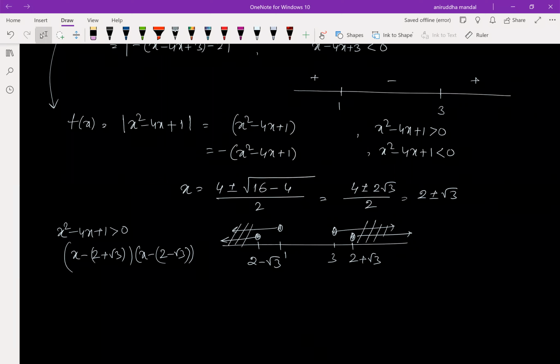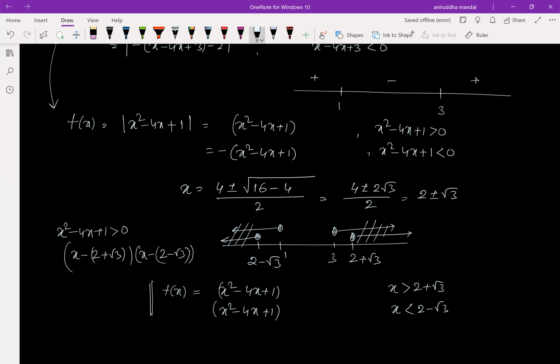So for x greater than 2 plus root 3, the function is positive. The function is positive means function is x square minus 4x plus 1. Okay. And for x less than 2 minus root 3, function is also positive. Okay. So this is the first part of this quadratic equation.